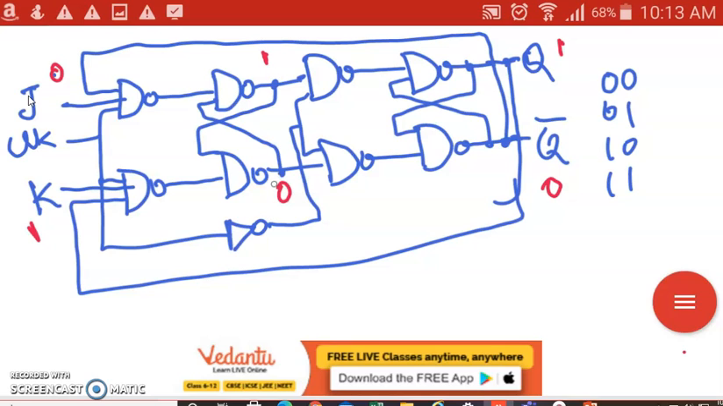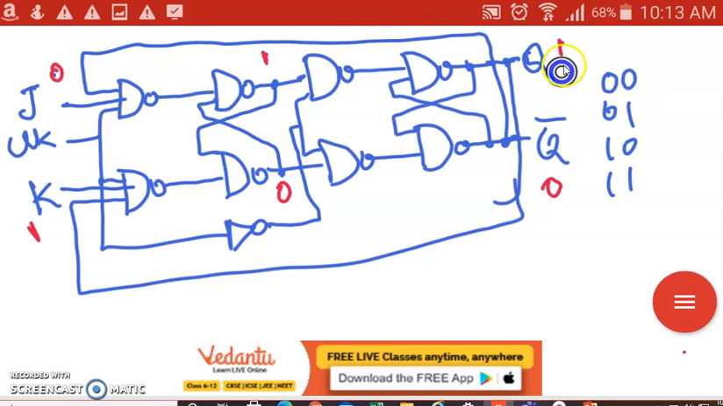Here also we have Q bar, here also we have Q bar. This is the output of the master, this is the output of the slave. For the time being, I've just written both the same. Later, we'll check and verify whether this is working fine or not.